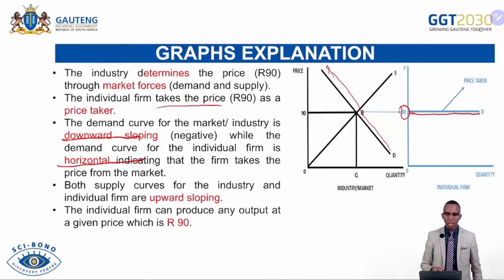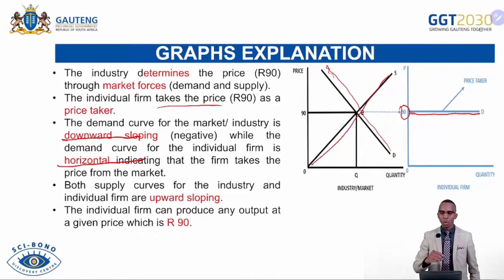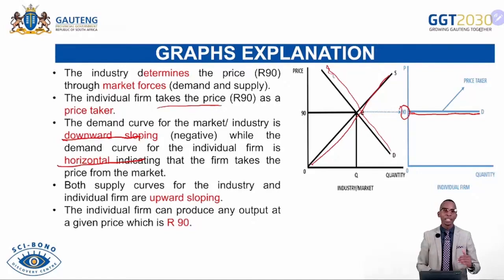Both supply curves for the industry and the individual firm are upward sloping. You can see the supply curve being upward sloping. Also, the one for what we call the individual firm is upward sloping. It will be indicated as the upward sloping part of the marginal cost as we go on with the lesson. The individual firm can produce at any output at the given price, which is 90 rand. Any output can be produced, but only if it is selling at the 90 rand, because the firm is taking the price determined by the industry.